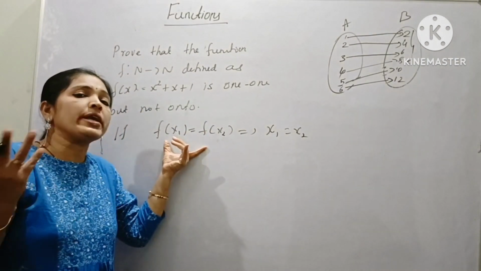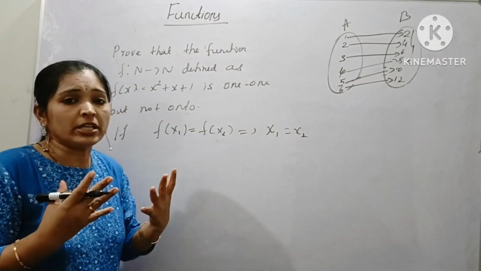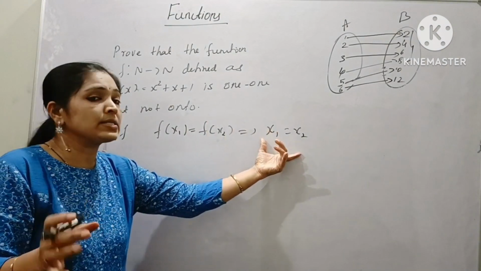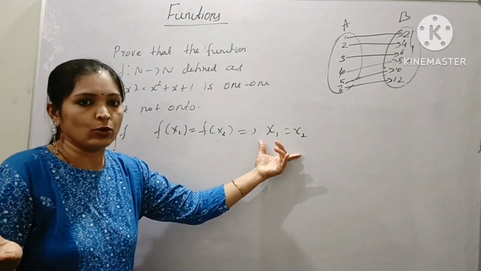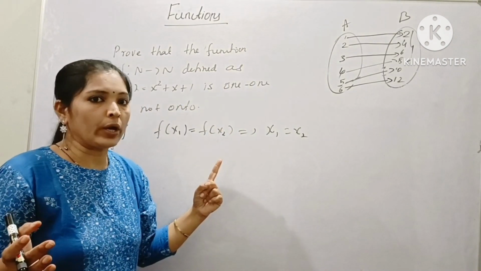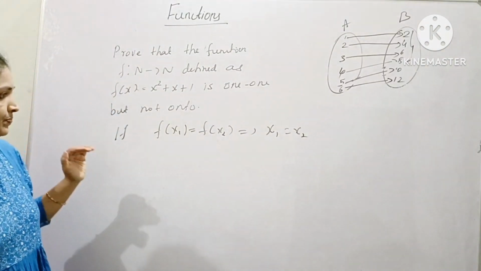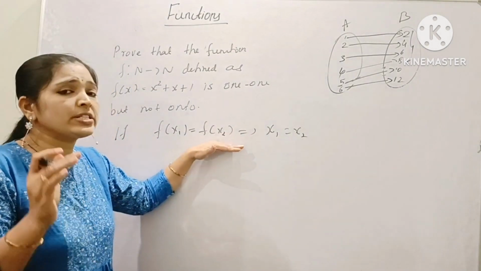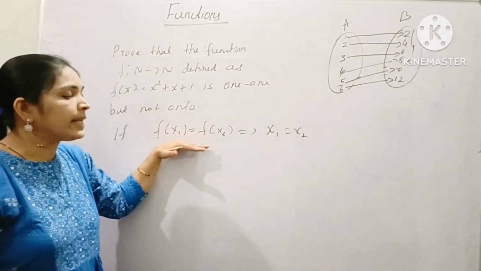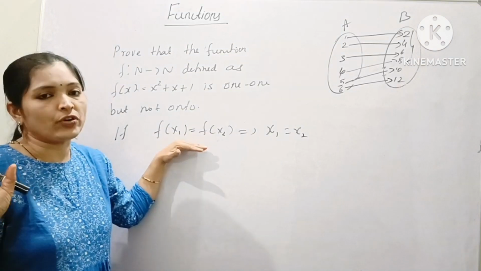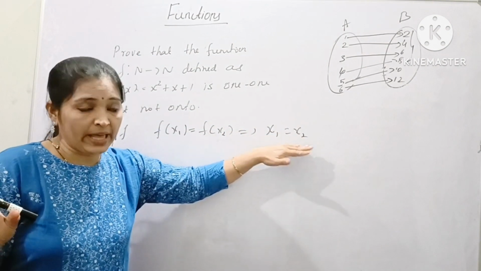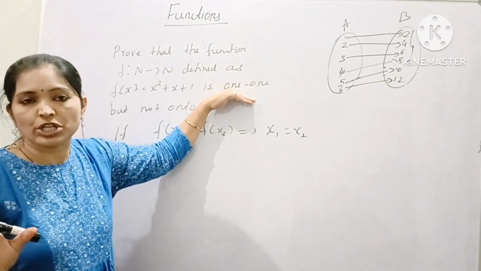See, this f of x1, f of x2 are about what? Images, right? That means if two images are equal, then the pre-images are equal. That means images have no more than one pre-image. So to prove a one-one function, we will take f of x1 is equal to f of x2. What we have to prove is x1 is equal to x2. Then we can say the given function is one-one.